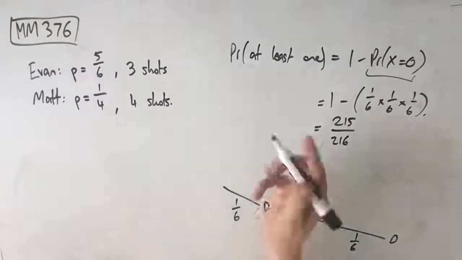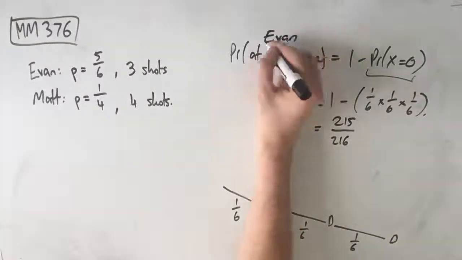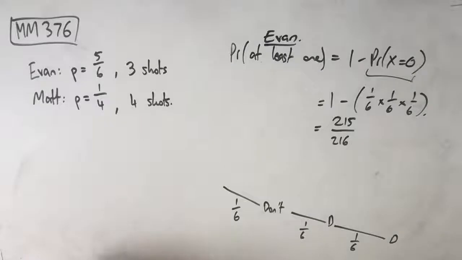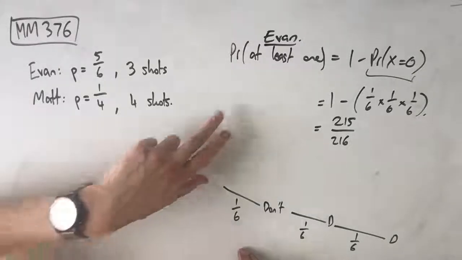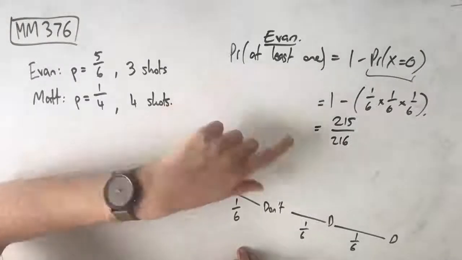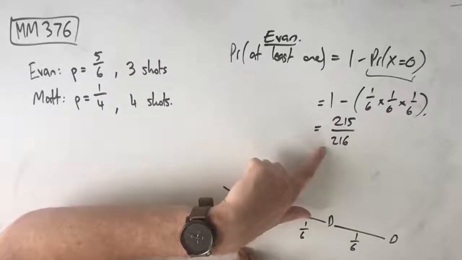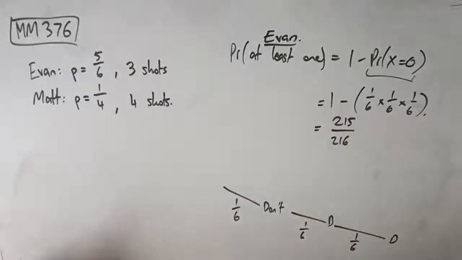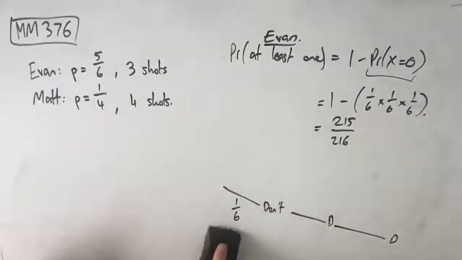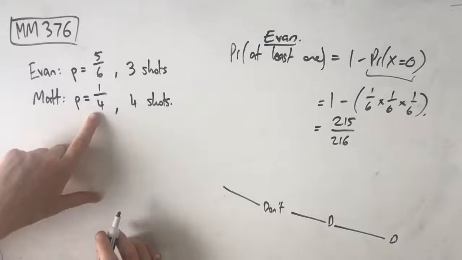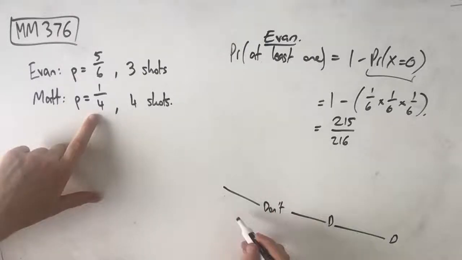So the probability that I score at least 1, Evan, sorry, I keep saying I, but I mean Evan in the context of the question. So the probability that Evan scores at least 1 is 215 on 216. Now we need to figure out the probability that Matt scores at least 1. If Matt has a probability of scoring any given shot of 1 in 4, then the probability that he doesn't score is 3 in 4.